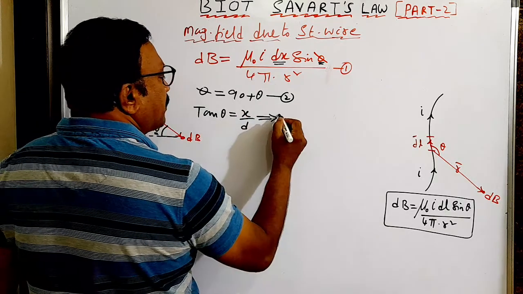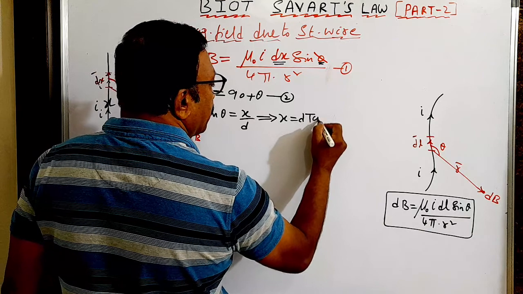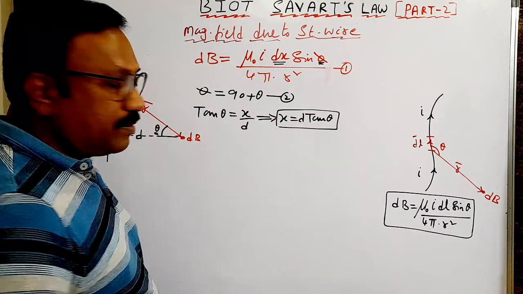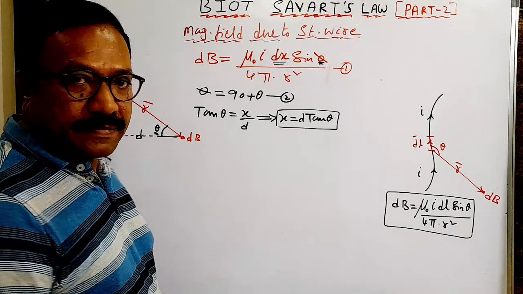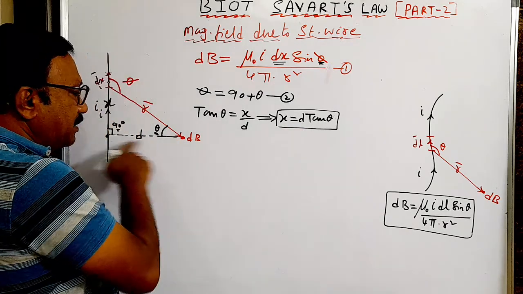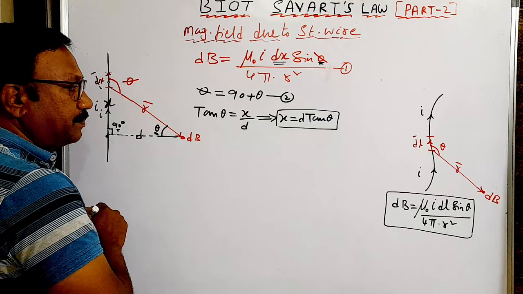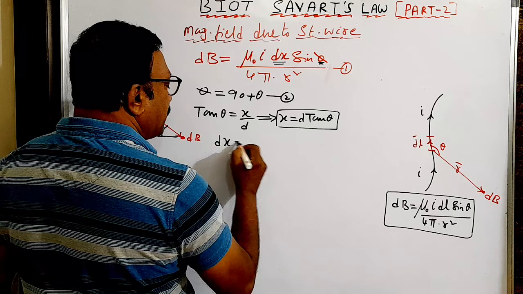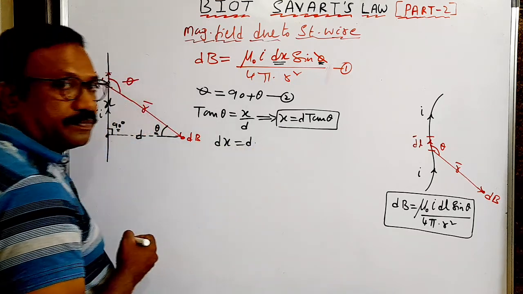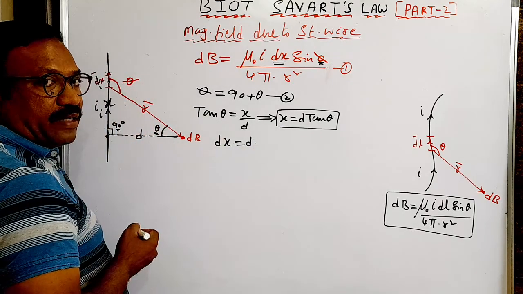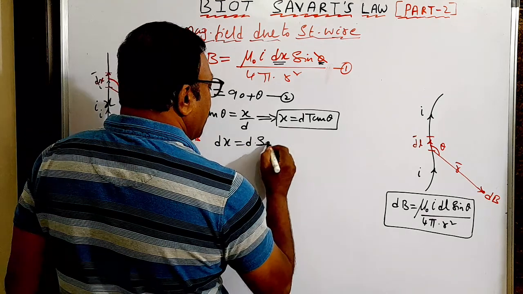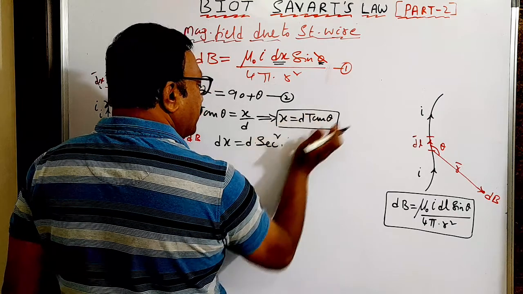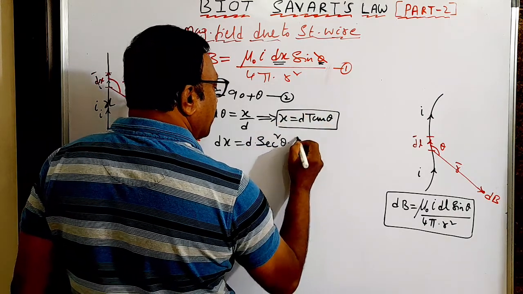From this equation, x is equal to d tan theta. But I want dx, so differentiating on both sides. This perpendicular distance d is constant here. Okay? So therefore, differentiating on both sides, dx is equal to d into tan theta differentiation, secant square theta, d theta.